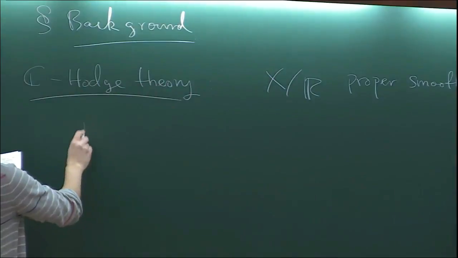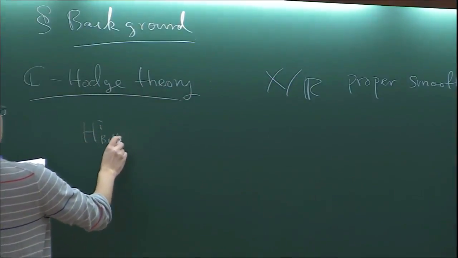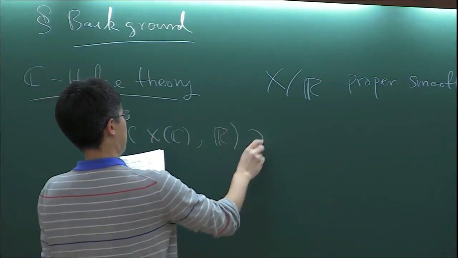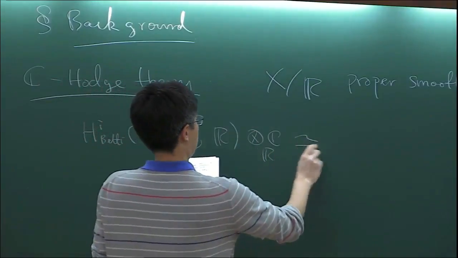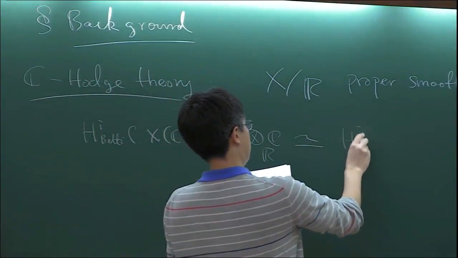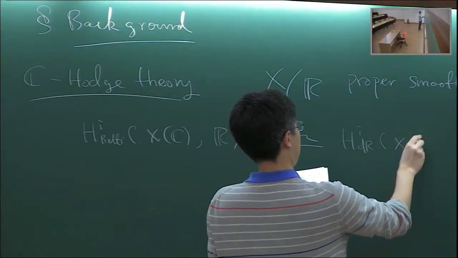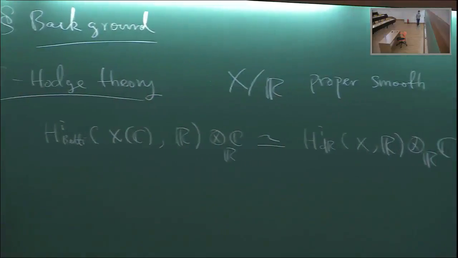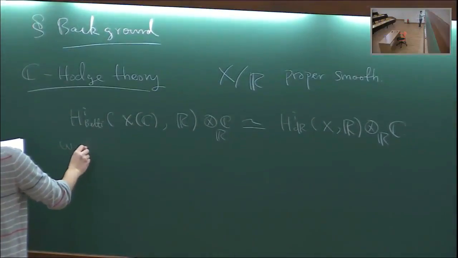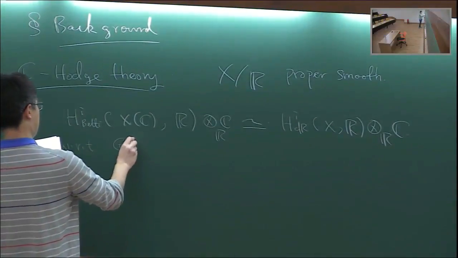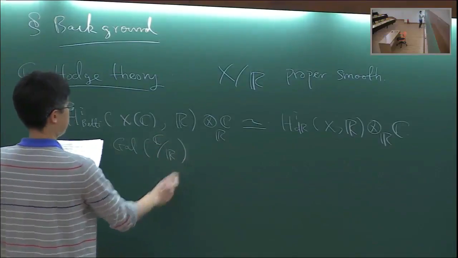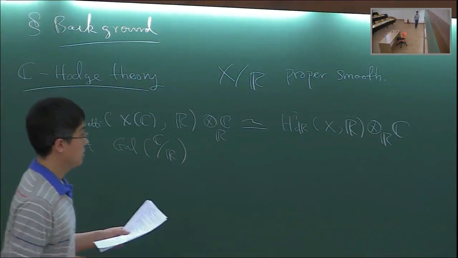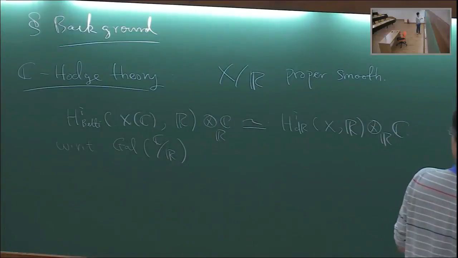Then we have the comparison between the Betti side, the C points of X with real coefficients tensored over R with C, isomorphic to the de Rham side, the de Rham cohomology with R coefficients and base change to C. And also this isomorphism is equivariant with respect to the Galois action, Galois group of C over R. In the complex case the Galois group is easy, but in the p-adic case the situation becomes a little more complicated.